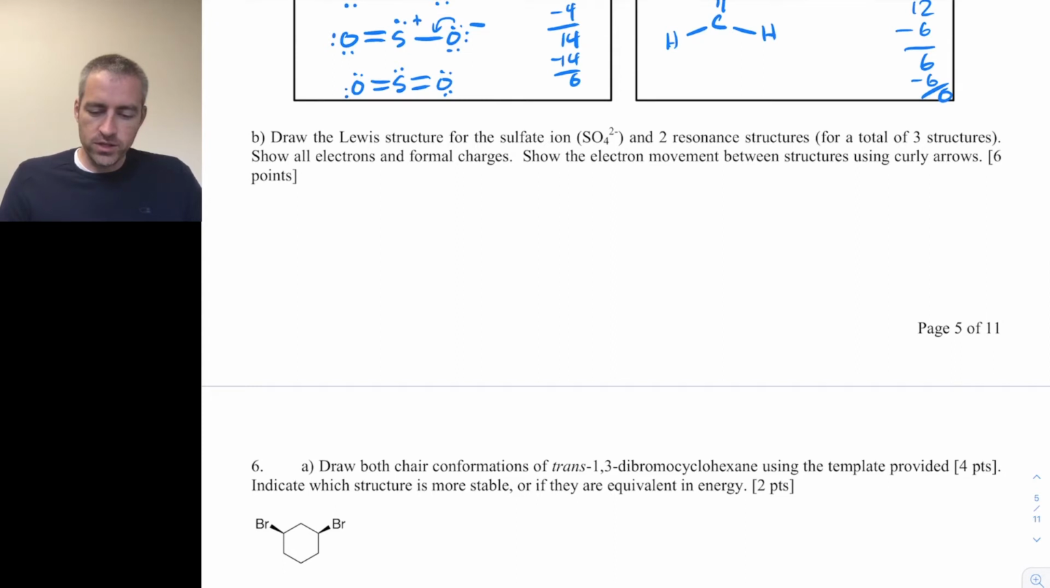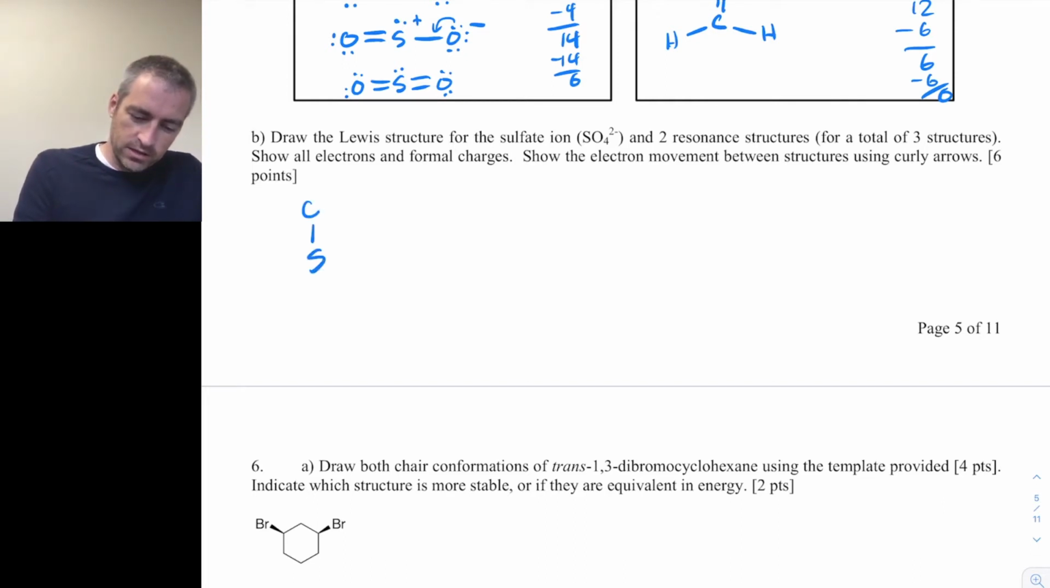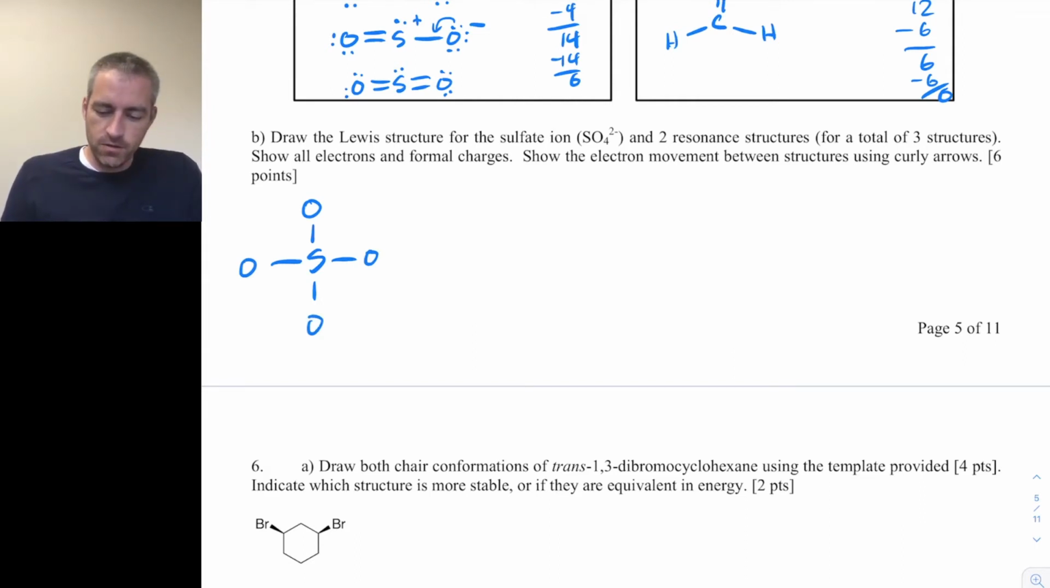B, draw the Lewis structure for the sulfate ion SO4 2- and 2 resonance structures for a total of 3. Show all electrons and formal charges. Sulfur, oxygen, oxygen, oxygen, oxygen. It's going to be our first sulfate.